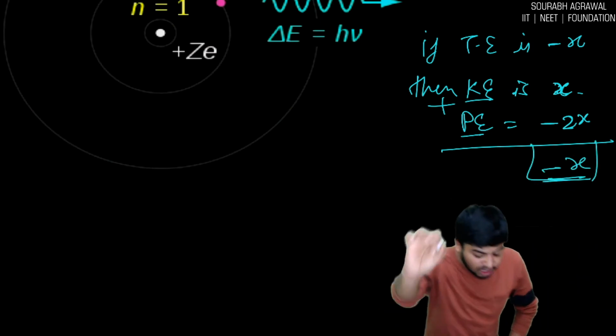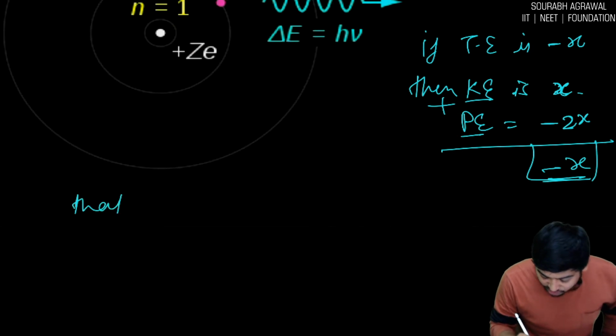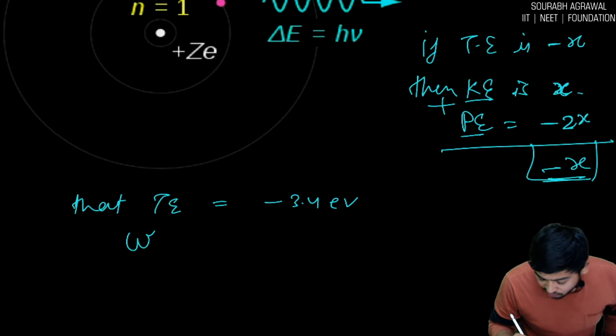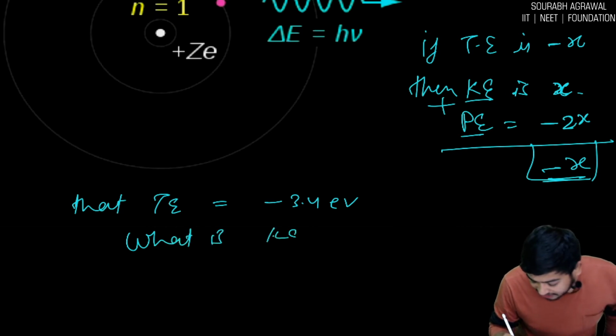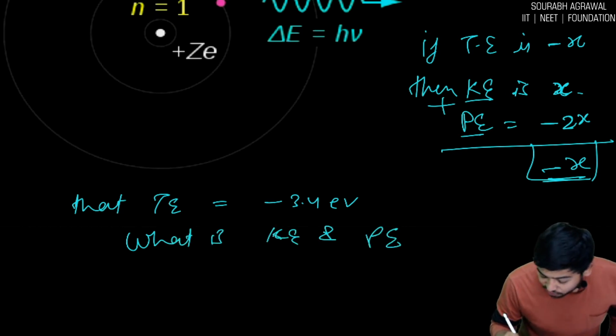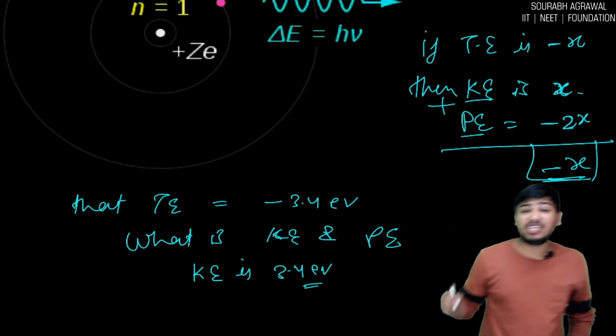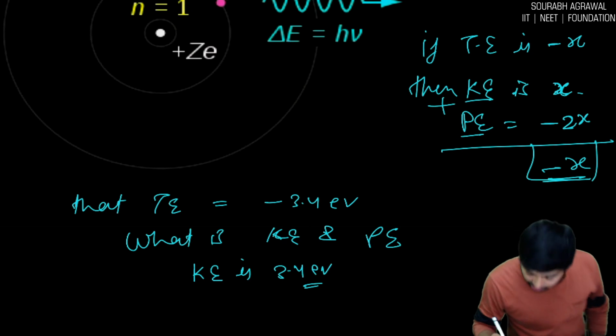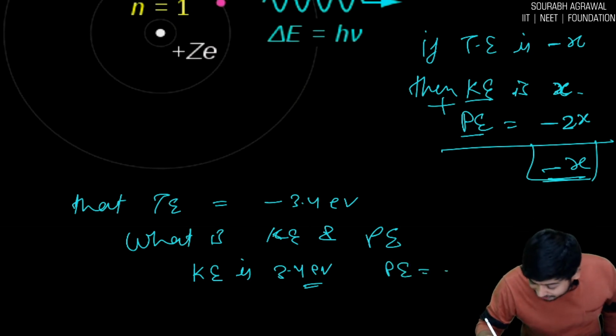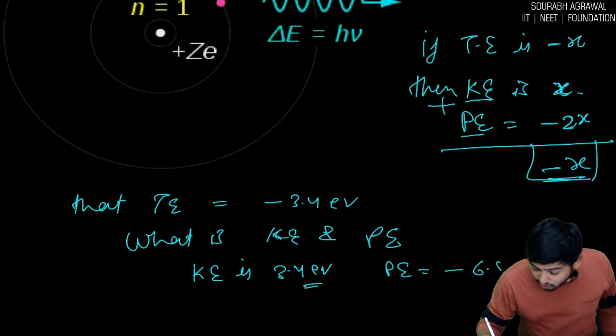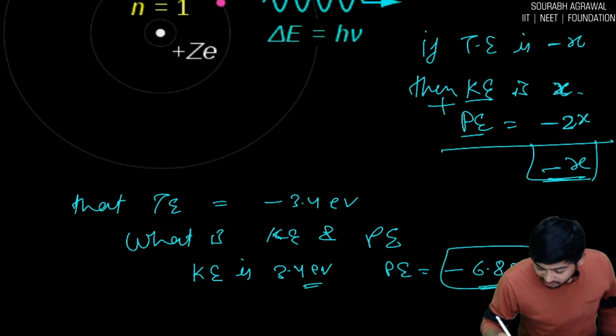So if in any question it is given that the total energy of the revolving electron is minus 3.4 eV, what is the kinetic energy and potential energy? You will say kinetic energy is 3.4 eV. What is potential energy? Potential energy will be minus double of this, minus 6.8 eV. Are you getting my point?